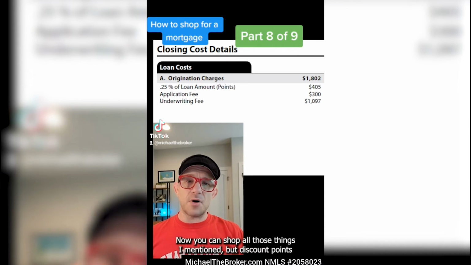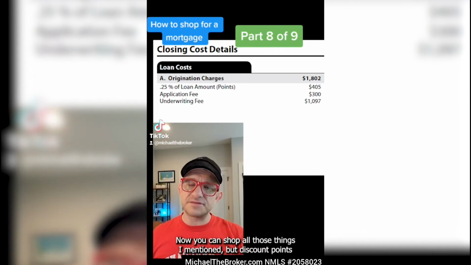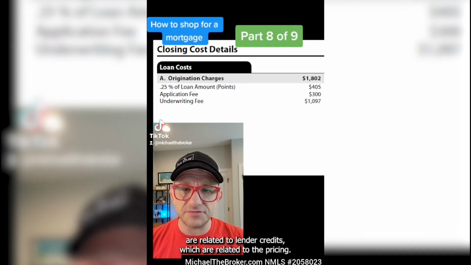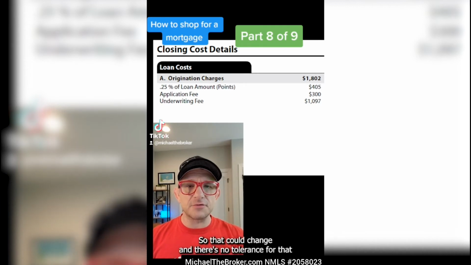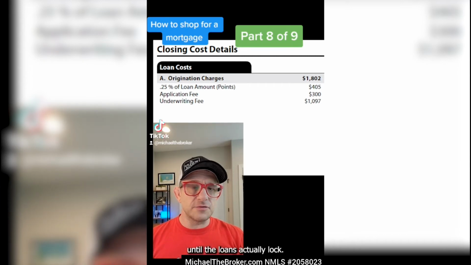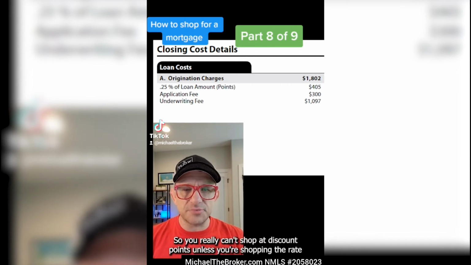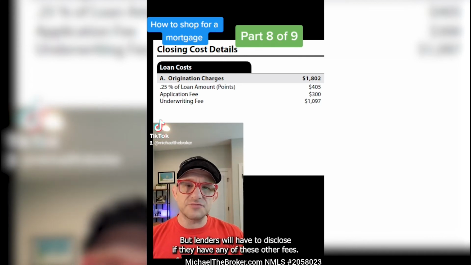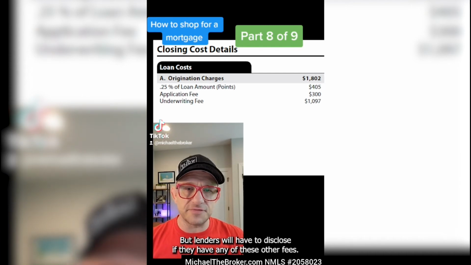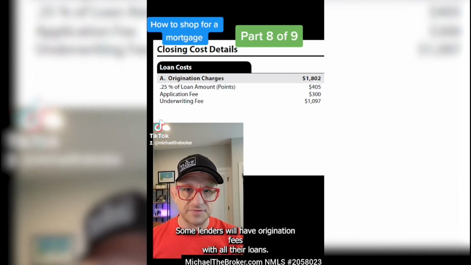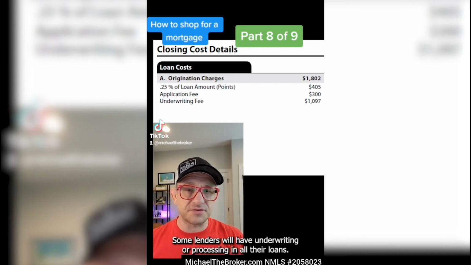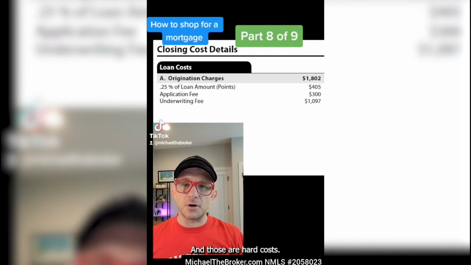Now, you can shop all those things I mentioned, but discount points are related to lender credits, which are related to the pricing. So that could change, and there's no tolerance for that until the loan's actually locked. So you really can't shop the discount points unless you're shopping the rate and you're in a position to lock in your rate. But lenders will have to disclose if they have any of these other fees. Some lenders will have origination fees for all their loans, right? Some lenders will have underwriting or processing in all their loans, and those are hard costs.